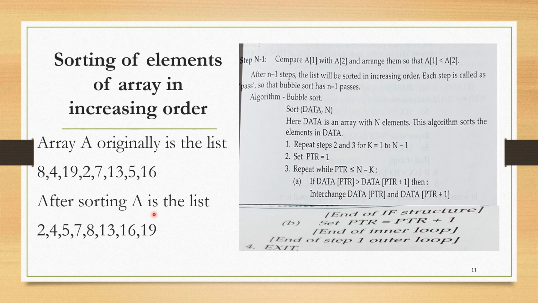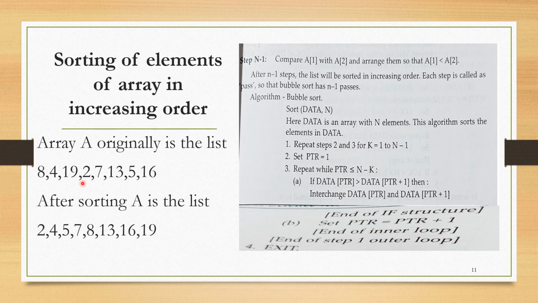What is the logic they have used here? They compare the first two elements, 8 and 4. The bigger one they push back. So after the first iteration, it will become 4, 8, instead of 8, 4. The remaining numbers 19, 2, 7, 13, 5 and 16 will be as they are. Okay, this is the first logic.